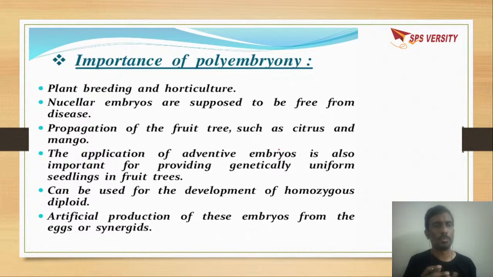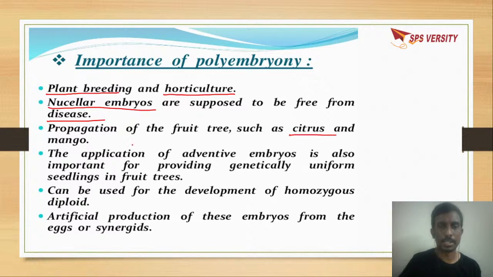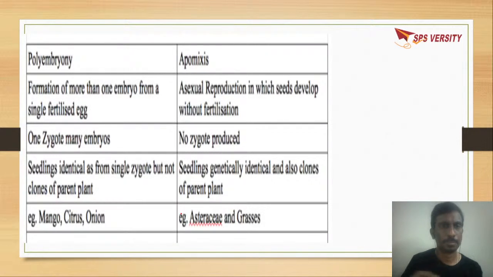So what is the importance of polyembryony? It is mostly used in plant breeding and horticulture for getting more plants. Nucellar embryos are free from diseases, and it is used for propagation of plants like citrus and mango. Nucellar seeds provide genetically uniform seedlings which are the same as the parent. They can be used for development of homozygous diploid plants. Even from eggs and synergids, we can develop artificial production of embryos.